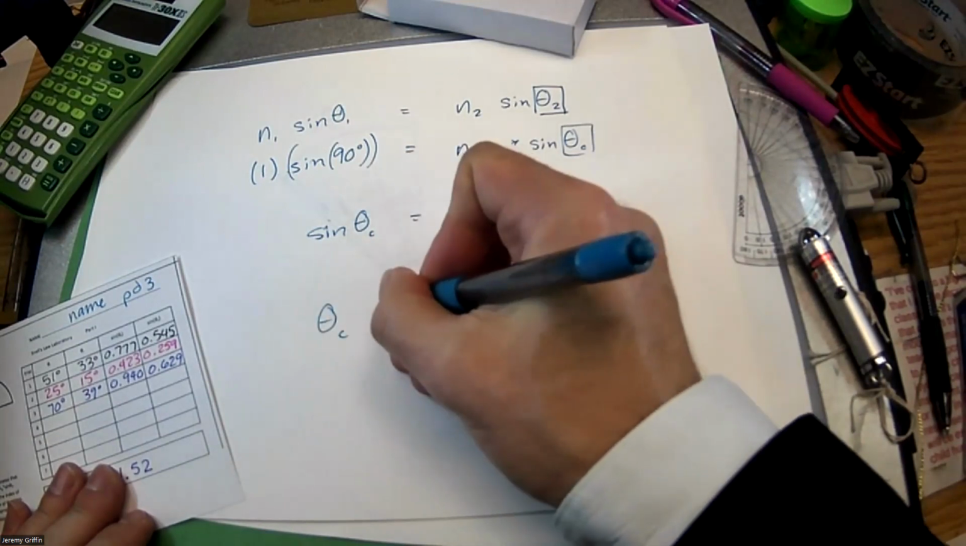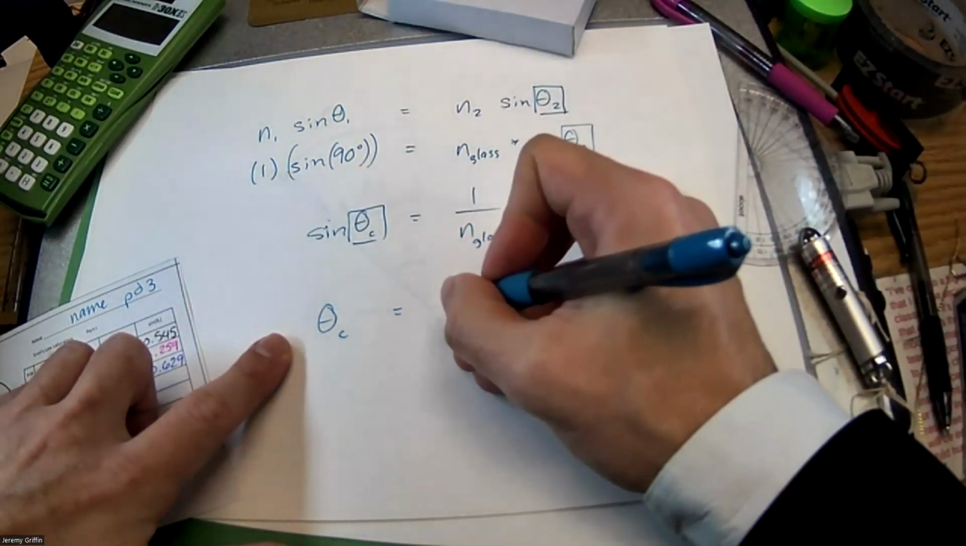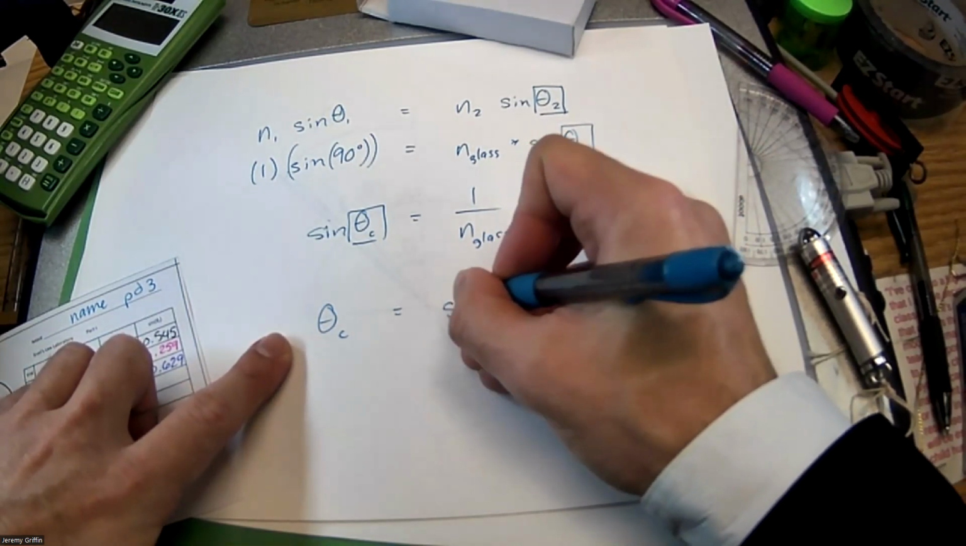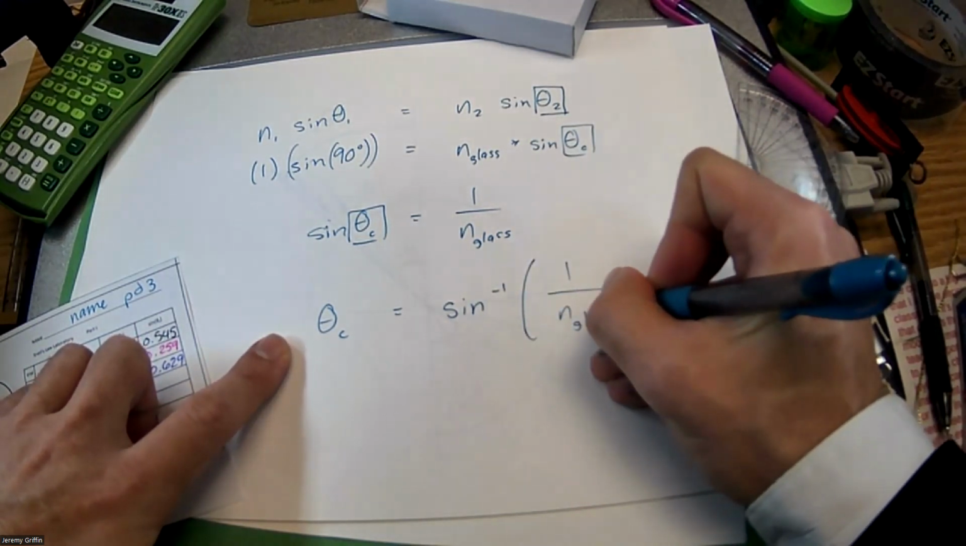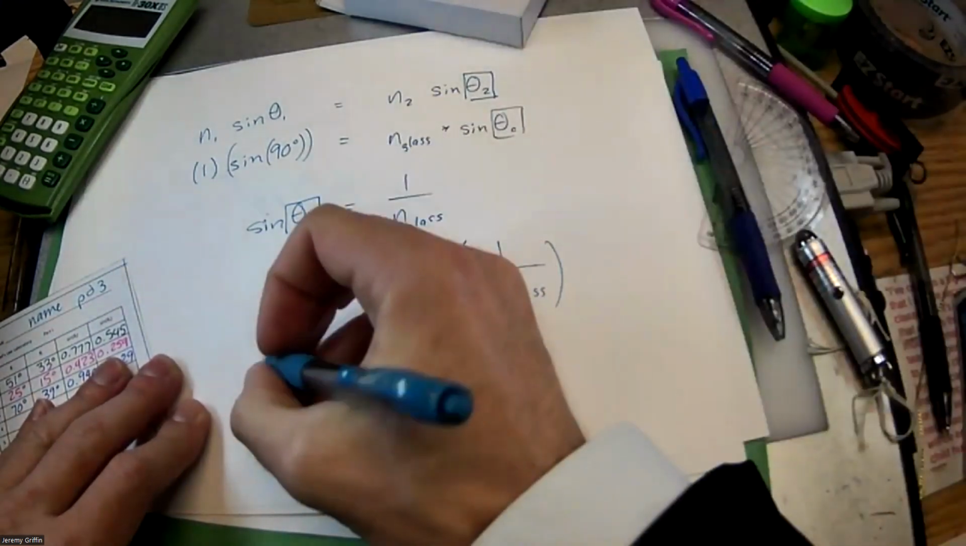You guys remember how to extract the angle from a sine function? You have to apply an inverse sine, right? Sometimes called arc sine. You guys remember that, right? Inverse sine of 1 over n glass. Well, there it is in terms of variables, so that could solve anything. But let's do it for this specific problem.